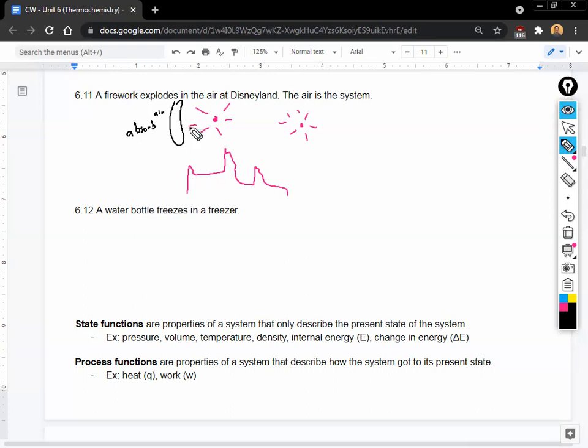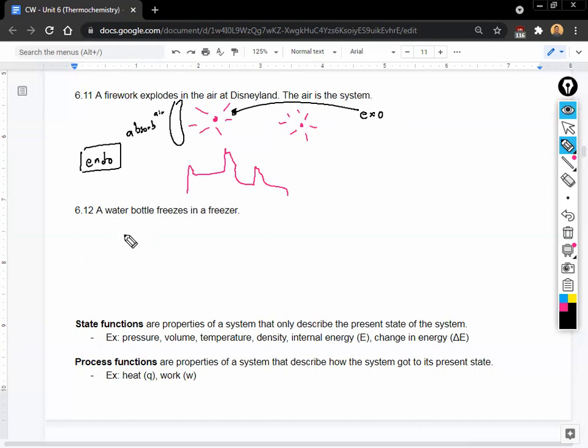Easy way to know that: which one's hotter, the firework or the air around it? Obviously the firework, right? That's why it releases heat and light. And so the air is going to absorb energy, which means that if the air is the system, this is going to be an endothermic system. If we said the firework is the system, then it would be exothermic, right? But since we're saying the air is the system, it's going to be endothermic.